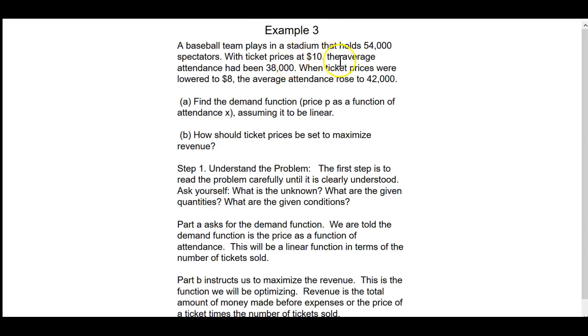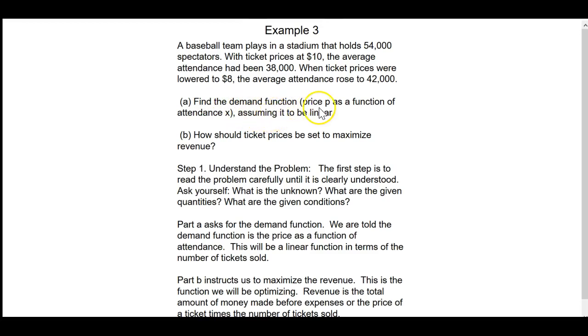A baseball team plays in a stadium that holds 54,000 spectators. With ticket prices at $10, the average attendance has been 38,000. When ticket prices were lowered to $8, the average attendance rose to 42,000.